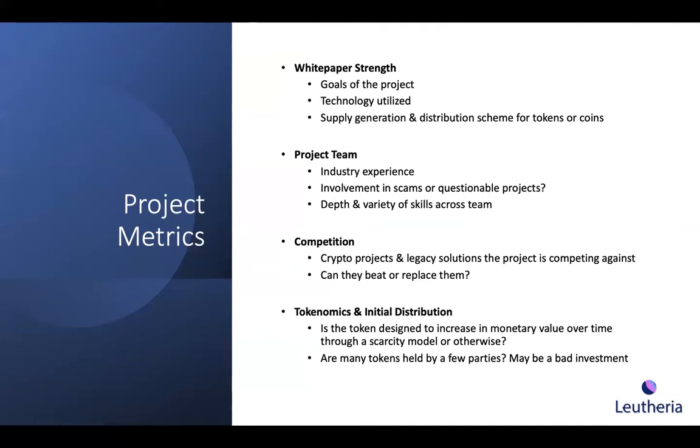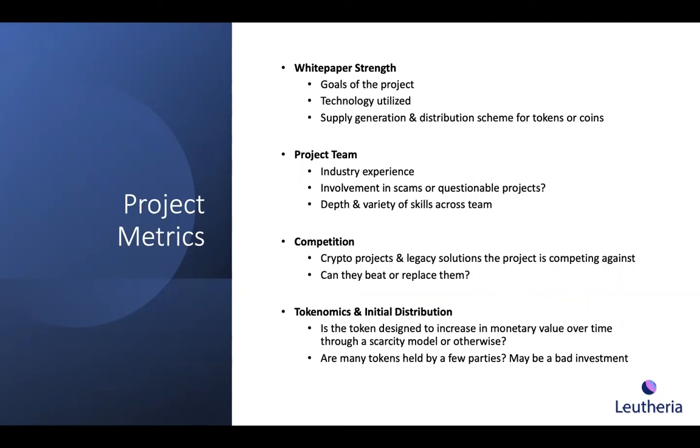And then the other thing in line with tokenomics is the initial distribution. Are a lot of these tokens held by a few people, or is it actually a decentralized network, in that the tokens are pretty equitably distributed across the entire network of people involved in this project? You want to look for projects where the tokens are distributed amongst a lot of different people, because if they're centralized, those people have a lot of power in that ecosystem.